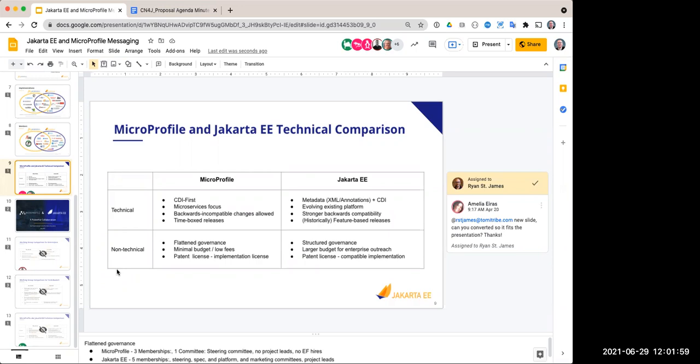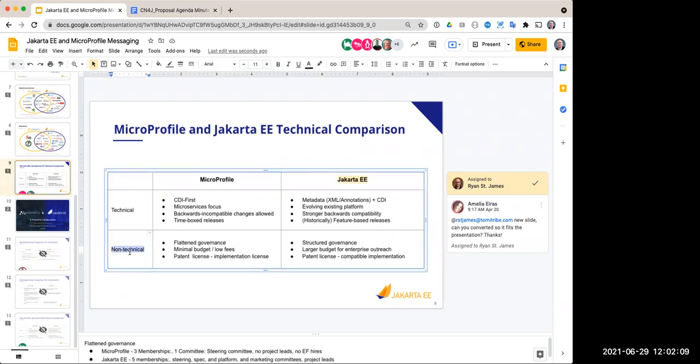And then I would have a suggestion: instead of using the term non-technical, I would say organizational. Good call. Yeah, I like that. Yeah, really good. And for the patent license, we could only write implementation patent license, so it's shorter, and then compatible patent license. Or no.